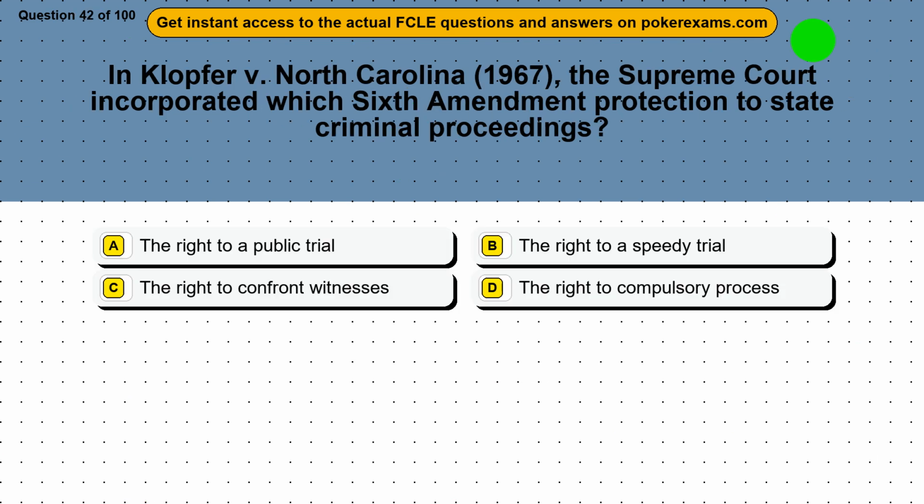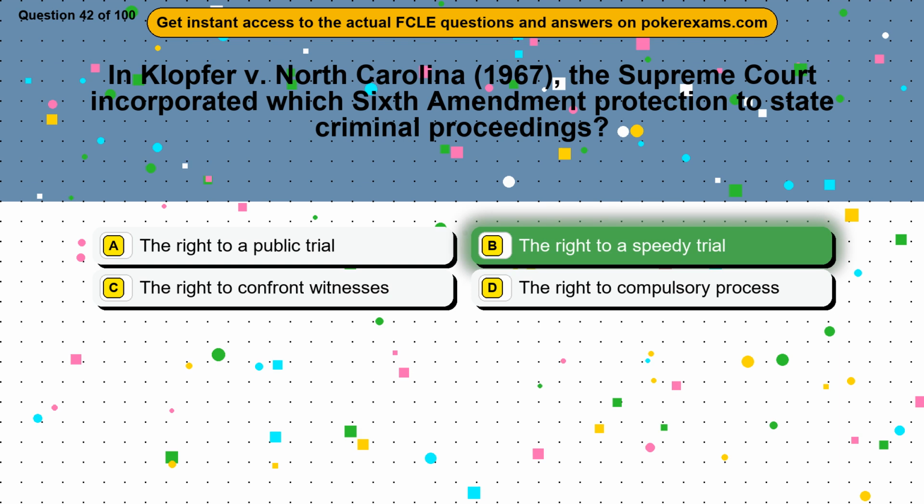Question 42. In Klopfer v. North Carolina, 1967, the Supreme Court incorporated which Sixth Amendment protection to state criminal proceedings? Option A. The right to a public trial. Option B. The right to a speedy trial. Option C. The right to confront witnesses. Option D. The right to compulsory process. The correct answer is option B.